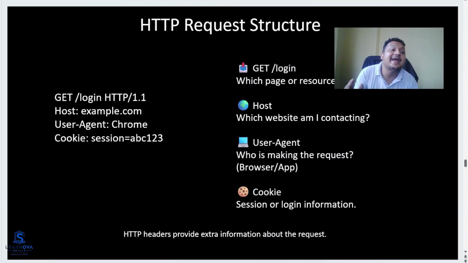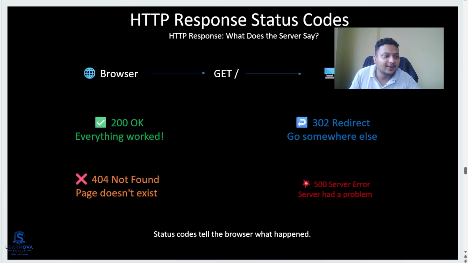HTTP headers provide additional information that travels with the request. When you are doing web security testing, understanding these headers can help you move forward so easily and effectively. Understanding these headers is an extremely important part of web security testing. After receiving the request, the server needs to tell the browser what happened, right?